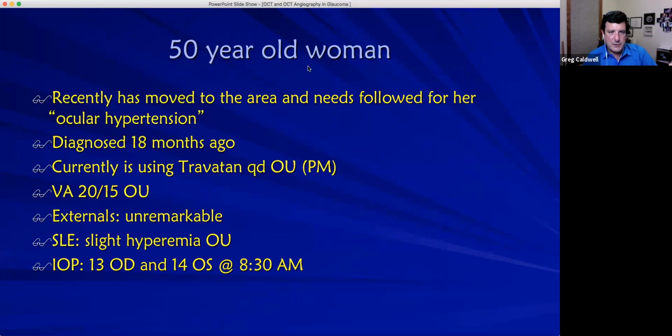So, this is a 50-year-old woman. This is a very old case, as you'll see here, because this 50-year-old woman was told to come to her office because she had ocular hypertension. She needed follow-up. She moved to the area. She was diagnosed 18 months ago on Travatan, not Travatan Z, but Travatan. That's how old this case is. 2015, everything's unremarkable. Slight hyperemia, pressures are 13 and 14.